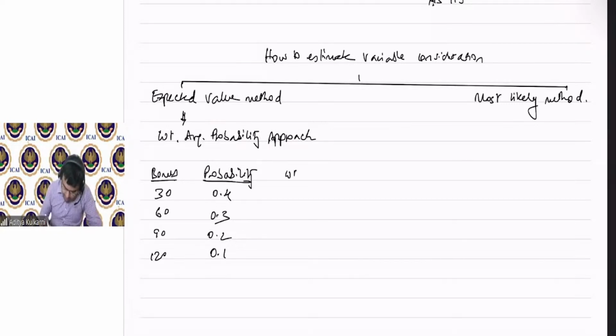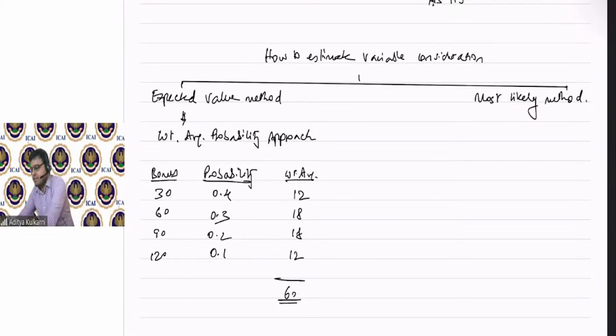And therefore, the weighted average now looks something like this. This is 12, this is 18, this is 18, and this is again 12. So this comes to 60. And 60 is the basis for doing your recognition. 60 is the figure that you will recognize as revenue, as your variable consideration that goes in the revenue. So this will be part of your transaction price.